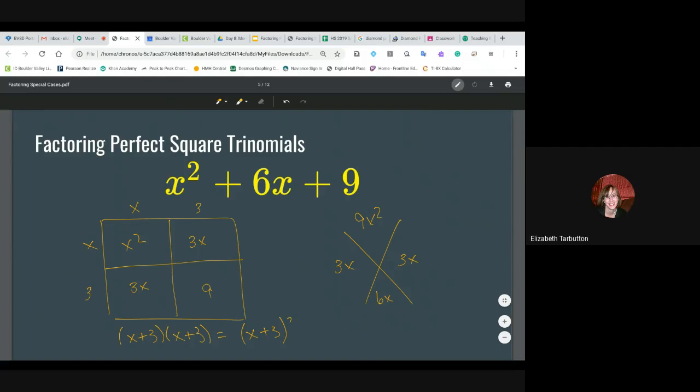and we can write that as x plus 3 squared. But what we can recognize is that if we have a perfect square here and a perfect square here, then we can just write it as that x plus 3 squared, which is a shortcut. Obviously, both ways work. If you want to factor it like normal, you can factor it like normal. If you don't want to factor it like normal, you can use the shortcut.